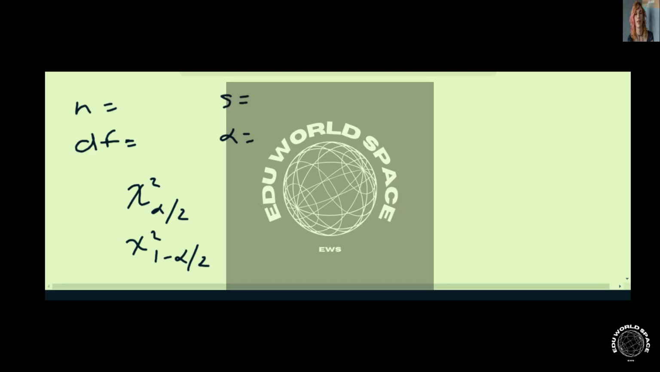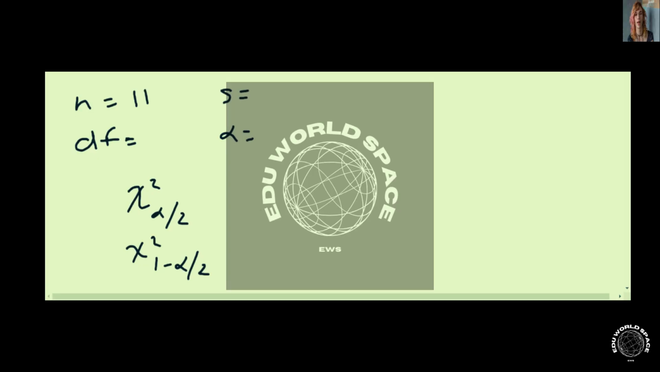Okay, so for this question, we've been given our sample size is 11. The sample standard deviation given to us is $53. Since our sample size is 11, the degrees of freedom would be 10. And since we're finding a 99% confidence interval, alpha in our case is 0.01.